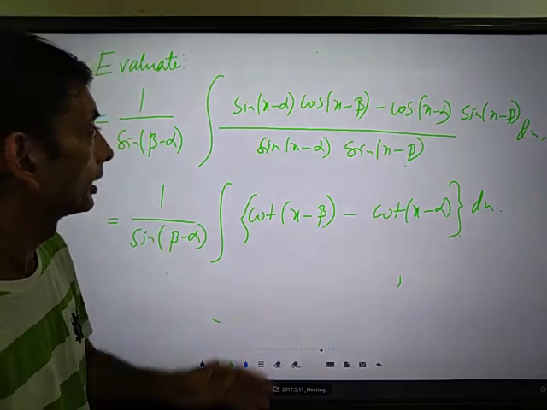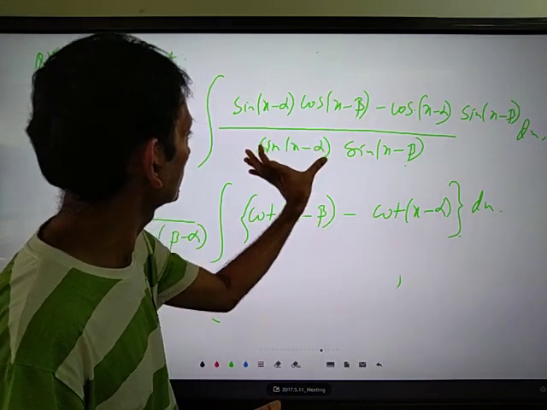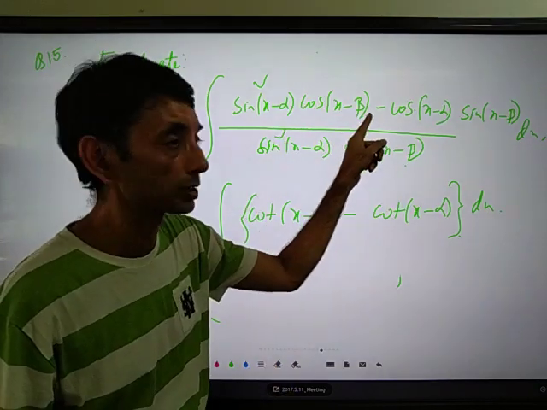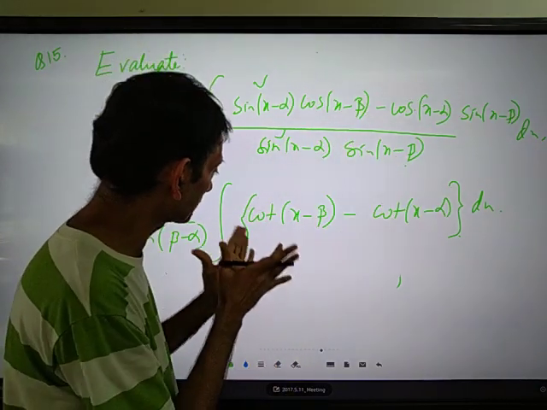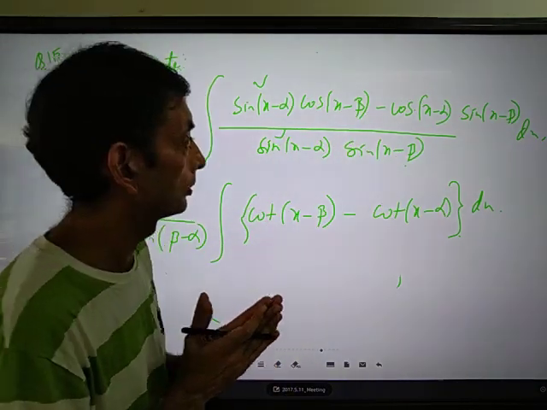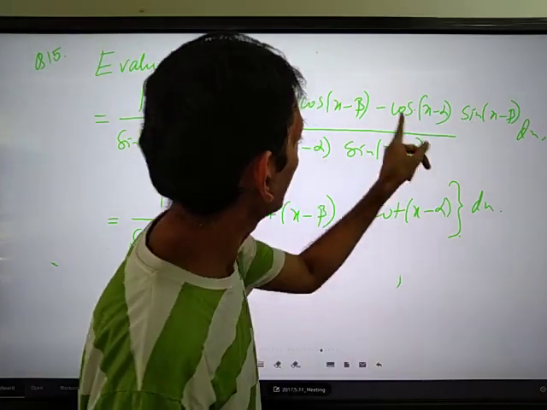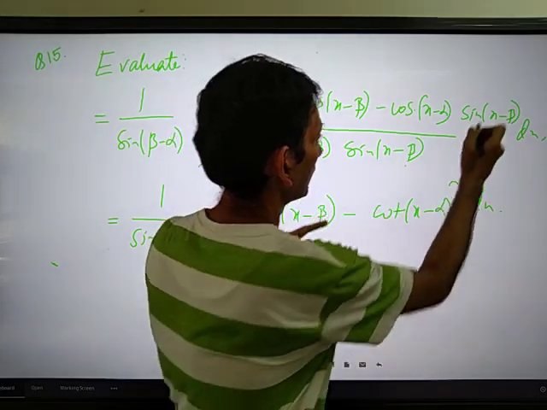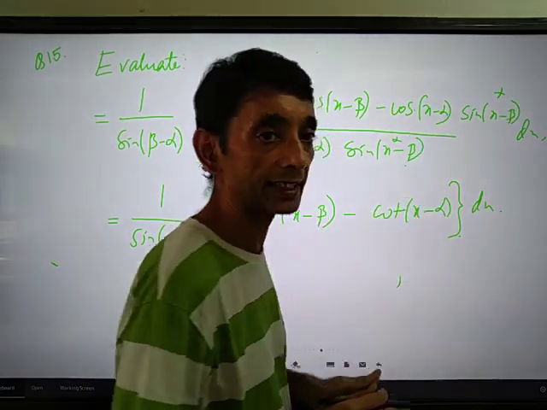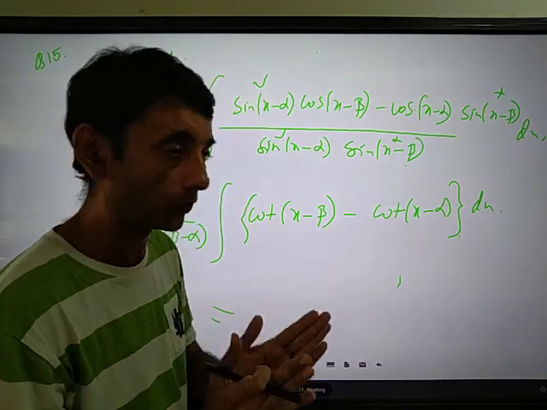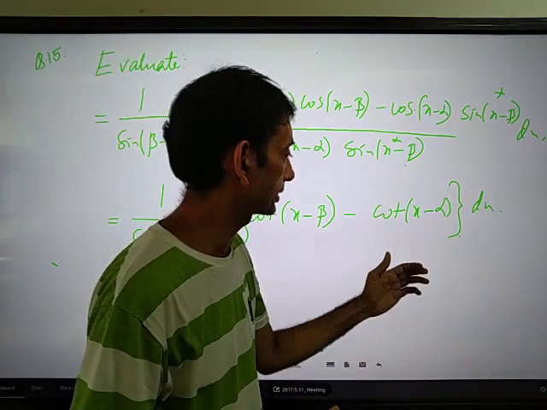Is it okay? You are dividing this one by this, so these two terms will get cancelled out. Cos(x minus beta) by sin(x minus beta) gives you cot(x minus beta), right? And here you are dividing this one by this, so sin(x minus beta) and sin(x minus beta) will get cancelled out, right? Cos(x minus alpha) by sin(x minus alpha) gives you cot(x minus alpha).